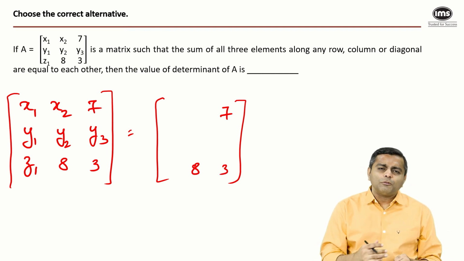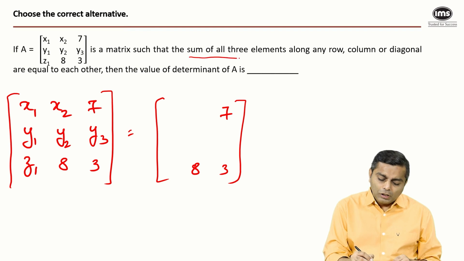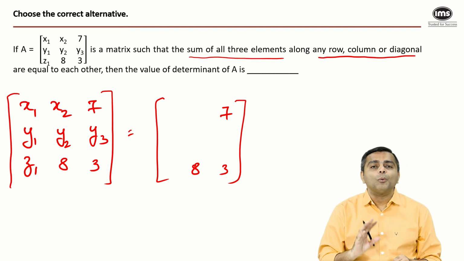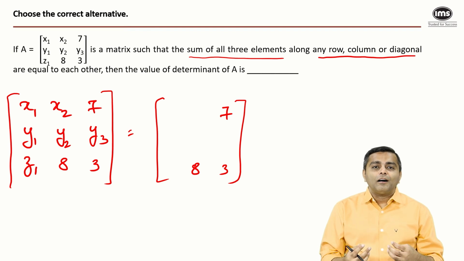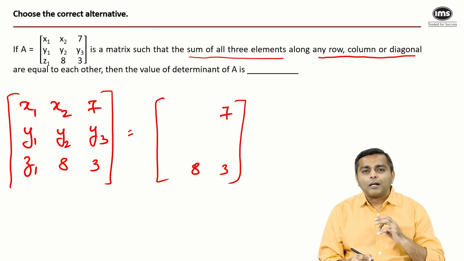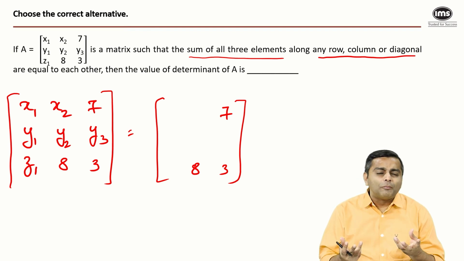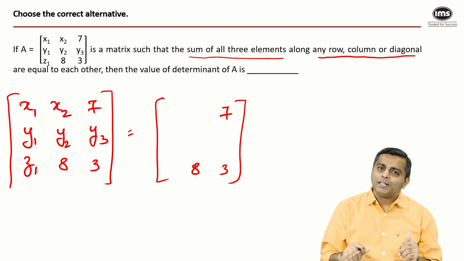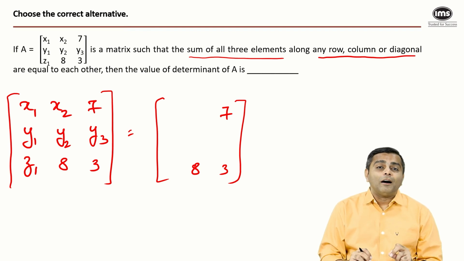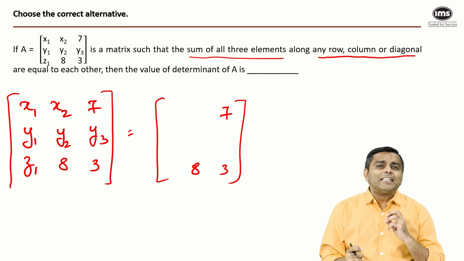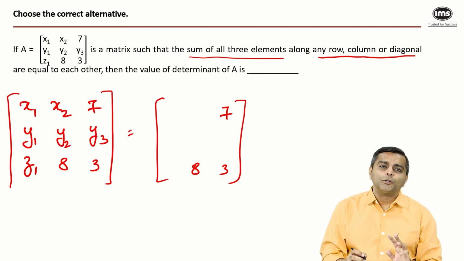What is very important is the condition they have given: the sum of all three elements along any row, column or diagonal is equal. Obviously, if you form linear equations and solve them simultaneously, you're going to get your answer. That's one way to do it. I think that's a slightly time-consuming way to do it.